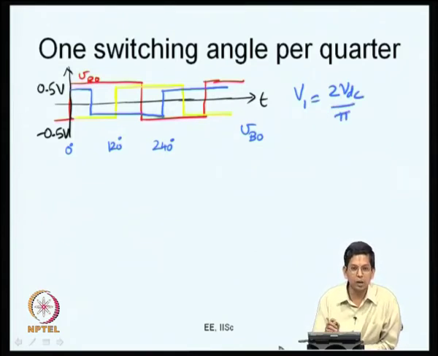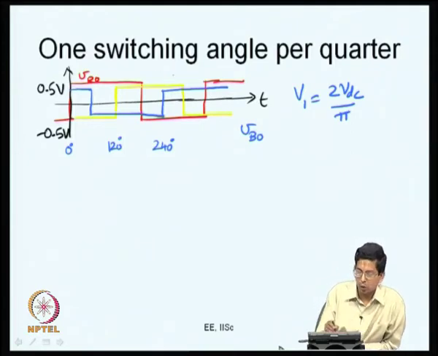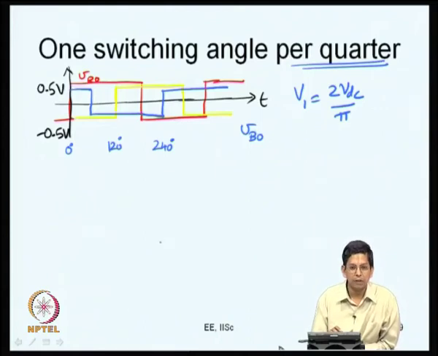So, to start controlling the fundamental voltage, we are going to introduce one switching angle in a quarter cycle. We want waveforms with 3 phase symmetry, half wave symmetry, and also quarter wave symmetry. If you want quarter wave symmetry, there should be an equal number of switching angles in all the quarters. So, first we will go for one switching angle per quarter, considering quarter cycle by quarter cycle. What is that one switching angle per quarter?